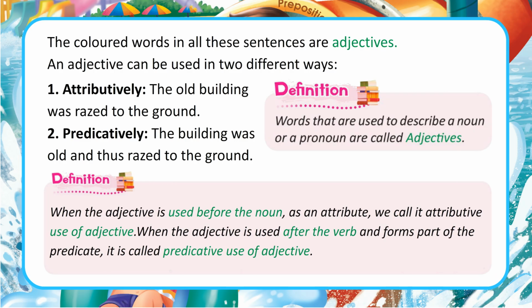Definition. When the adjective is used before the noun, as an attribute, we call it attributive use of adjective. When the adjective is used after the verb and forms part of the predicate, it is called predicative use of adjective.